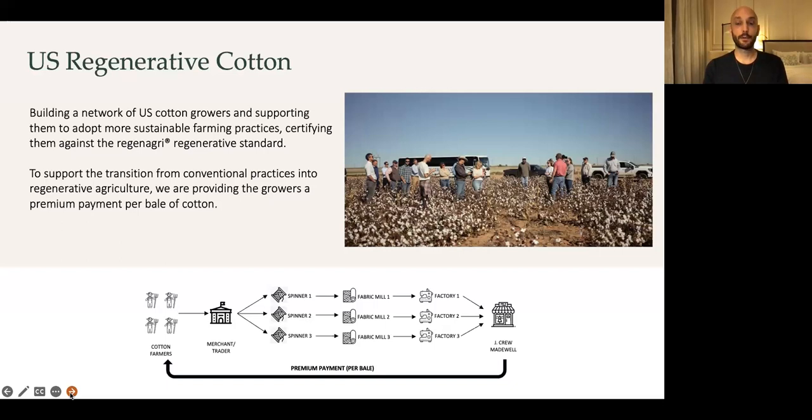To help the growers make that transition, we're paying them a per bale premium. That is something that we pay directly to the cotton growers. It's completely decoupled from the price of the cotton. The rest of the transaction is done how it's normally done. We work with our spinners, we nominate where they need to buy the cotton from, and then the brands, Madewell and J. Crew, pay that premium directly to the growers.